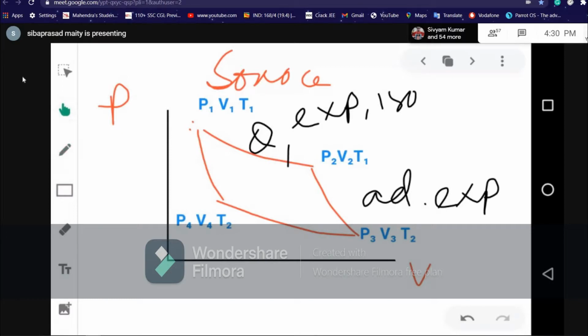After that, let us try to go back to the initial stage to make the process cyclic. Now, it may happen that directly we may not be able to go back to the initial state. You may have to choose certain intermediate state. That's why from the state P3, V3, T2, let us try to compress the gas. So it is a compression.